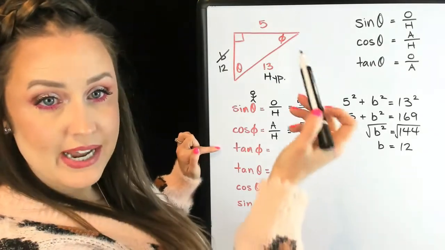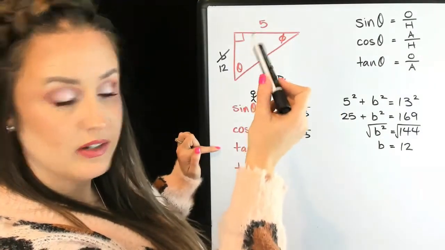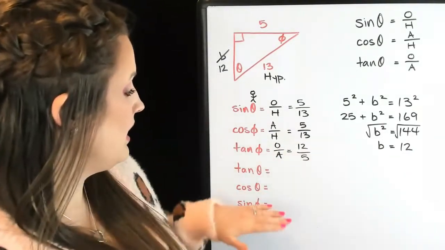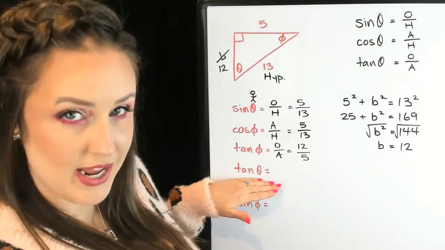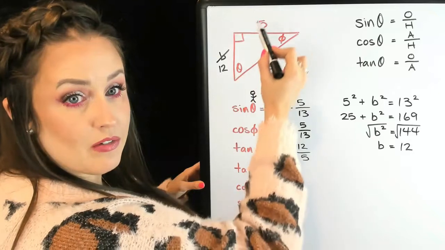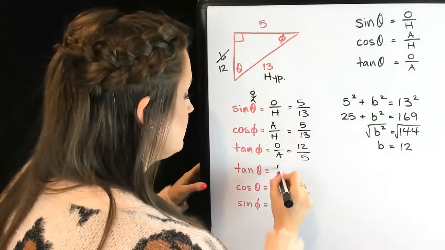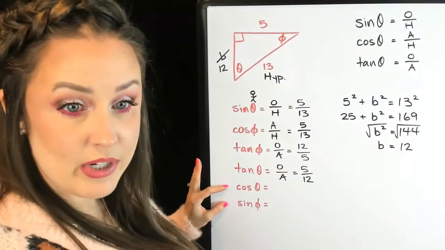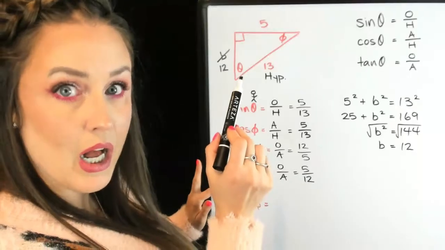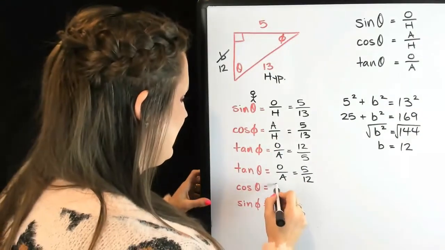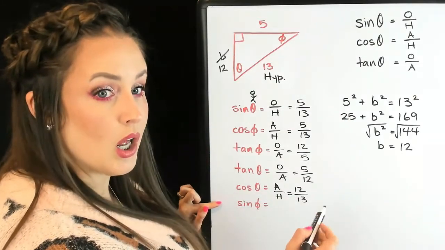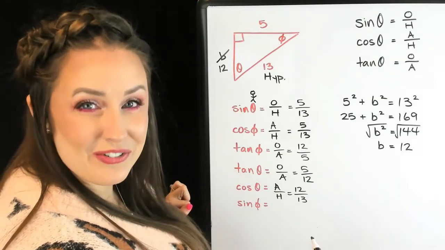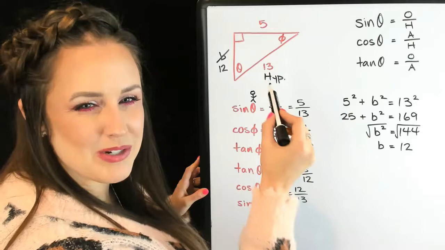So tangent of phi, tangent would be opposite, 12, over adjacent, 5. So O over A, 12 over 5. Okay, now again, tangent, but it's from theta. So from theta, opposite would be 5, adjacent would be 12. And then cosine and sine down here. Cosine of theta, so CAH, would be 12 over 13. And sine is SOH, does that get old? Has it gotten old? Probably. So sine of phi is going to be opposite over hypotenuse, so that would be 12 over 13.